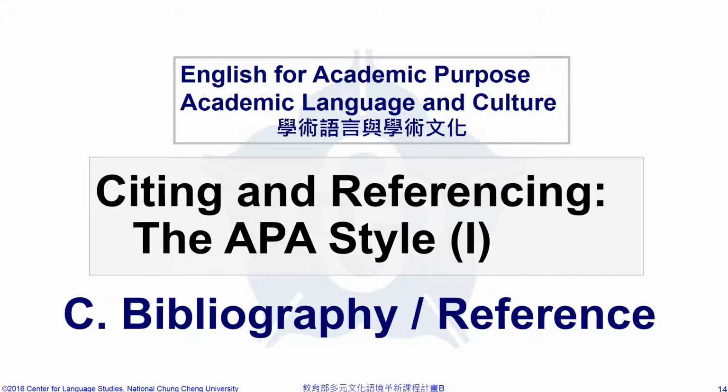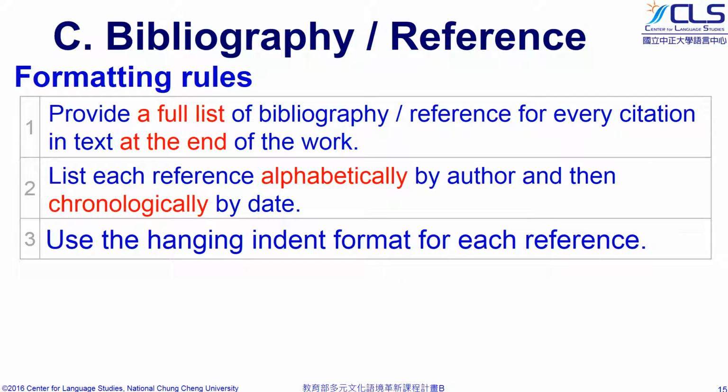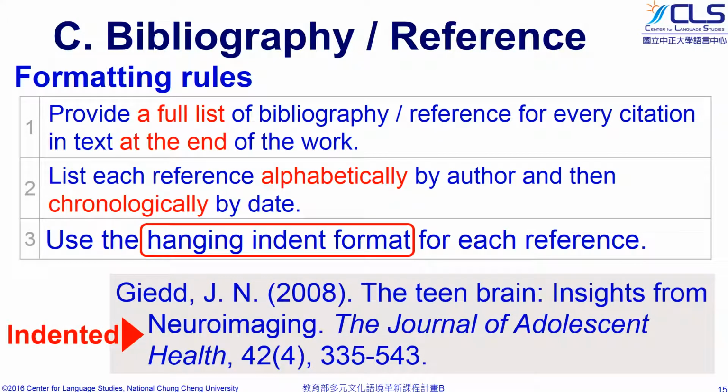Now we're moving from citations in text to bibliography or reference. Let's begin with the formatting rules. First, we should provide a full list of bibliography or reference for every citation in text at the end of our works. Next, we should organize each reference alphabetically by author and in the time order from more recent to less recent works. Finally, we should indent from the second line down for each reference, as shown in the example.